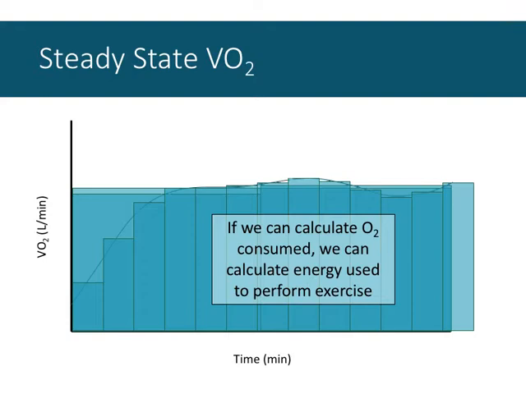Does anyone have trouble with the idea that calculating the area under the curve gives me an absolute volume of oxygen, liters of oxygen? I want to make sure that's clear before we move ahead. Area under the curve. The area of a square. Height times width, liters per minute times minutes. Minutes cancel out. You're left with liters. Okay. So if we can calculate the volume of oxygen, we can calculate the energy expended.